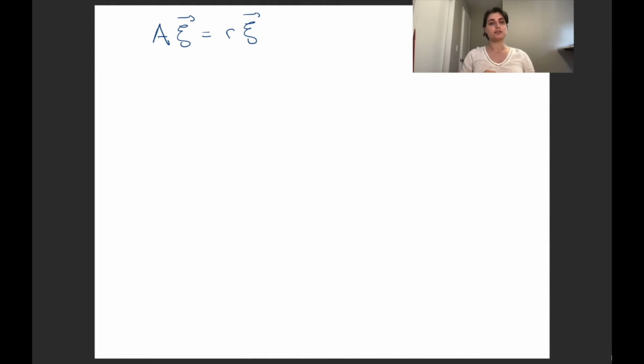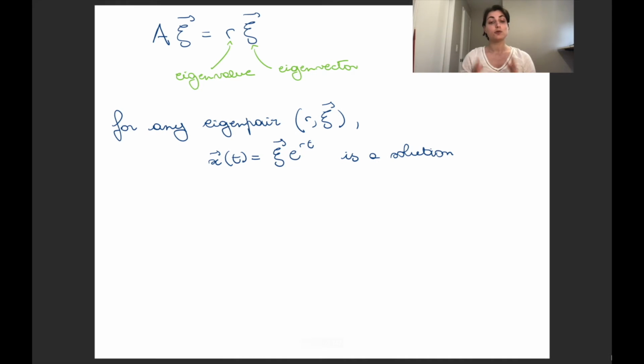Does this remind us of anything? Well, A is a square matrix, and xi is going through the transformation of a square matrix and returning itself multiplied by a scalar. This means that that scalar is an eigenvalue, and xi itself is an eigenvector. So for any eigenpair r, xi, xi exponential of rt is a solution to our ODE system.